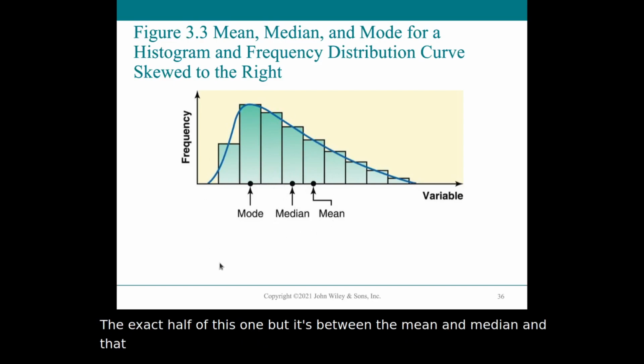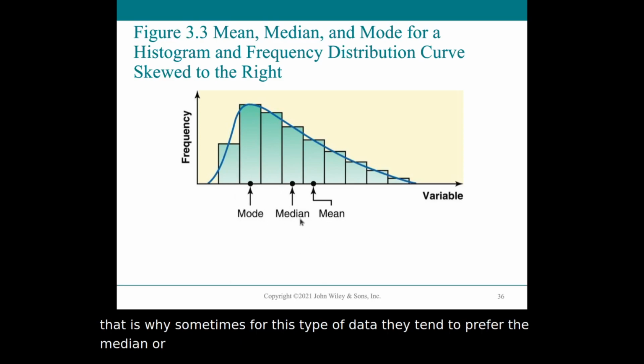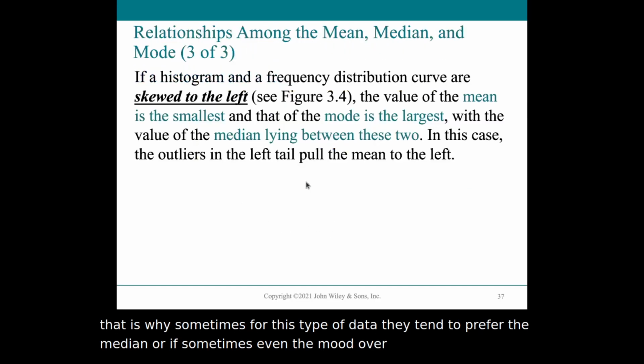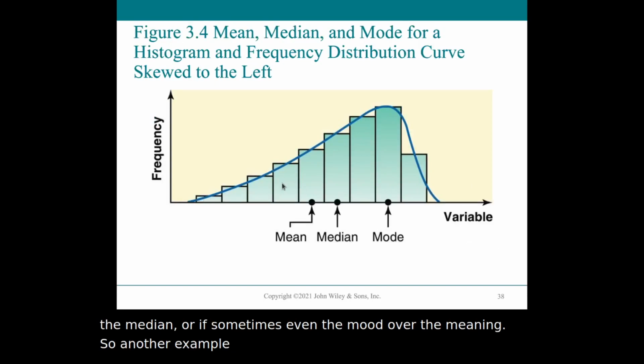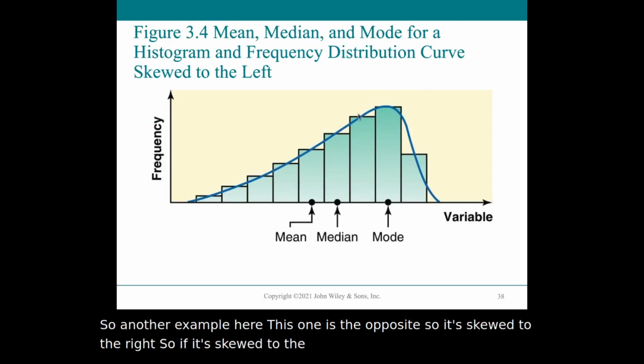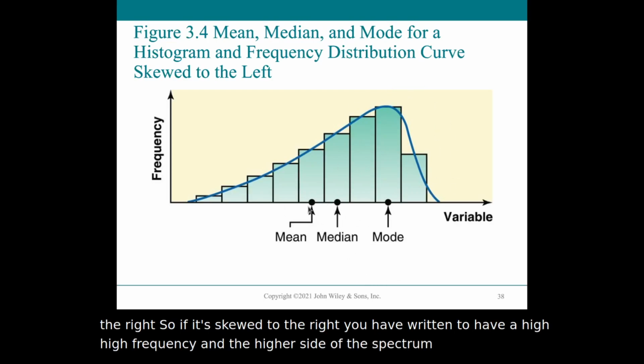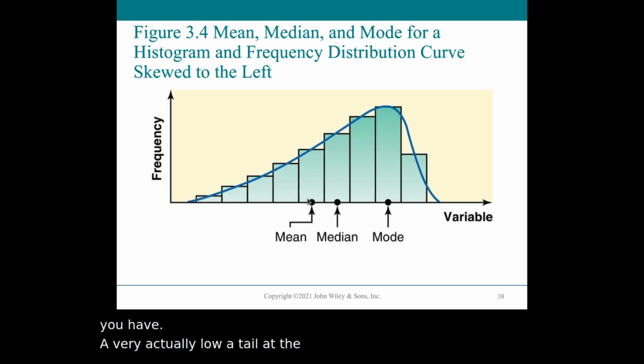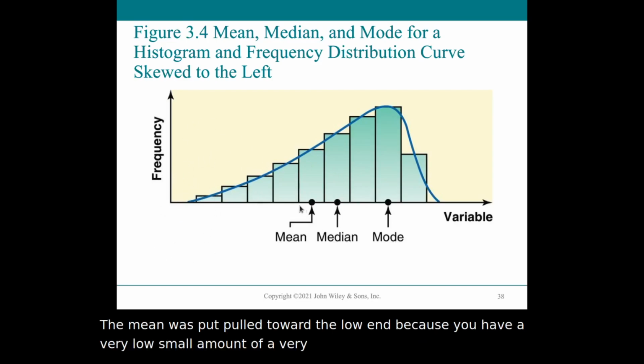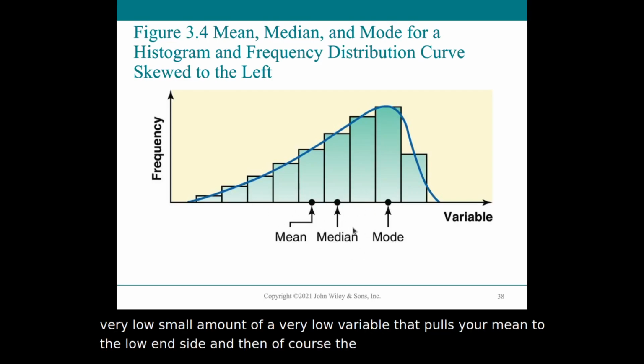That is why for this type of data, people tend to prefer the median, or sometimes even the mode, over the mean. Another example here is the opposite. It's skewed to the right, so you have a high frequency on the higher side of the spectrum, and a tail at the lower end. This time the mean was pulled toward the low end, because a small number of very low values pulls your mean to the low end. And then of course the median is always between the mode and the mean.